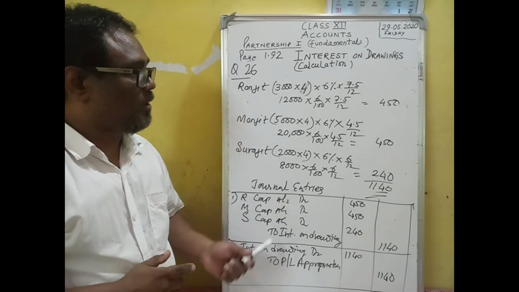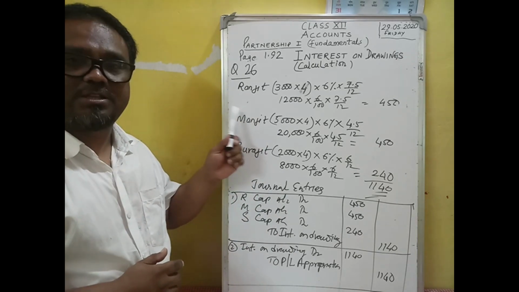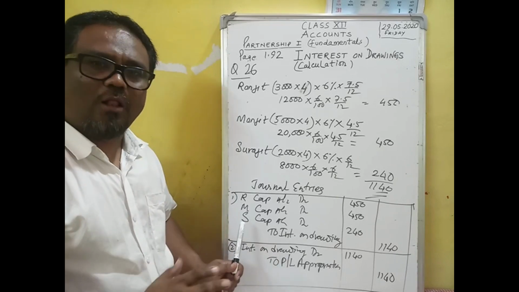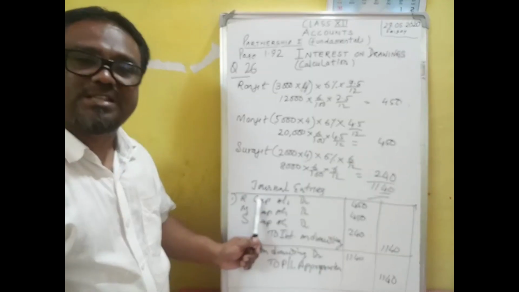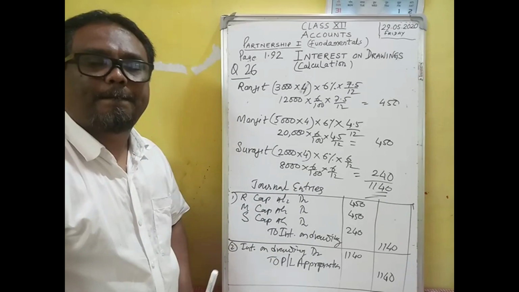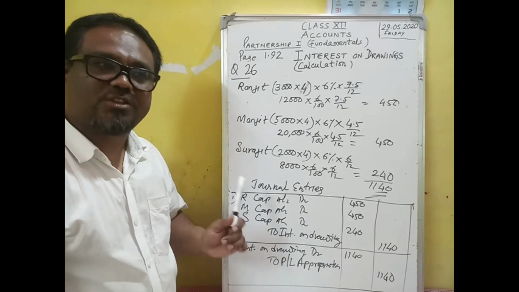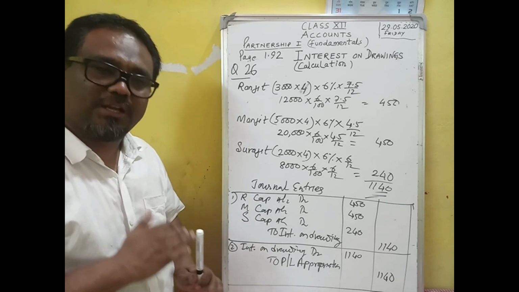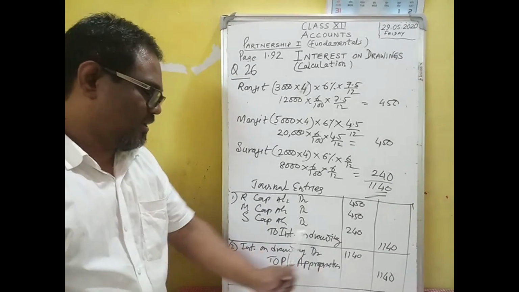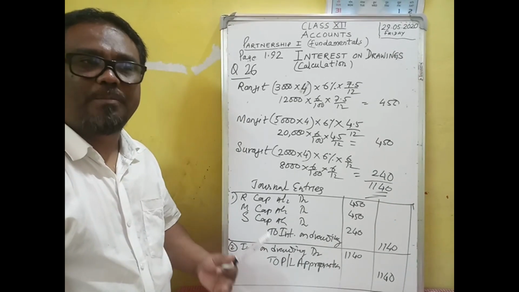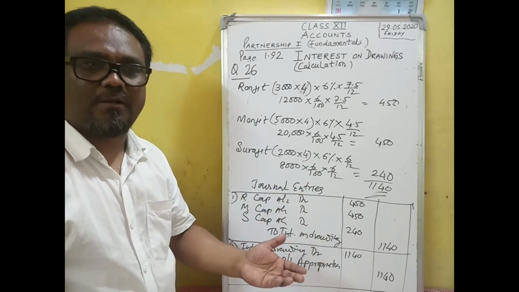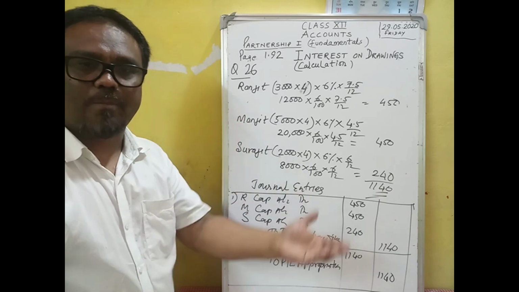In this way we calculate the interest on drawings for quarterly drawings and the journal entry. The journal entry is the same for all. In case of fluctuating capital, we write partners' capital account. In case of the fixed capital method, we have to write partners' current account. Interest on drawings is an income for the firm because the firm charges interest on drawings to the partners.